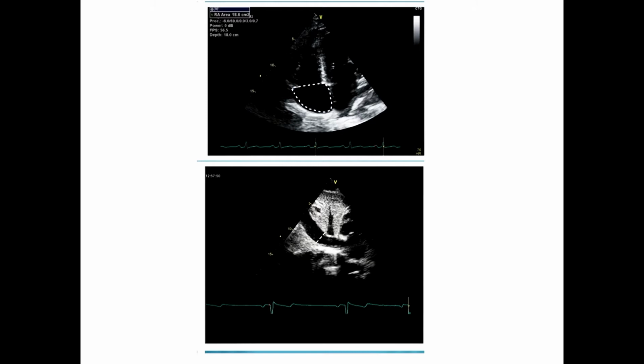And lastly, a right atrial or inferior vena cava abnormality is defined as right atrial enlargement, with a right atrial area on the four-chamber view of more than 18 square centimeters, or dilatation of the inferior vena cava more than 2.1 centimeters with impaired respiratory variation.